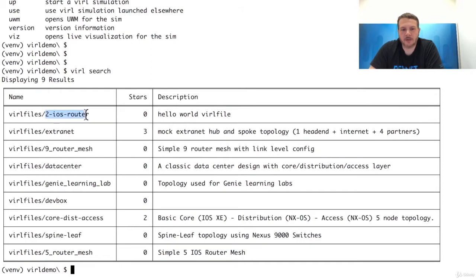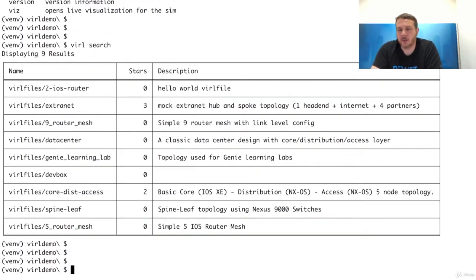And so we've got a 2 iOS router, we've got a 5 router mesh, we've got a core access distribution. And so I can grab any of these and use these as a starting point if I don't have my own topology file. But I want to reiterate, remember, when we were working in either VM Maestro or the web interface, what we were creating was just a topology file, and you can download those. And so if you've built a lab topology in VIRL, you can save that topology file off and you can use those. But in this case, we're going to grab one from GitHub there. So I'm going to do VIRL up and say, I'm going to VIRL up this VIRL files 5 router mesh.